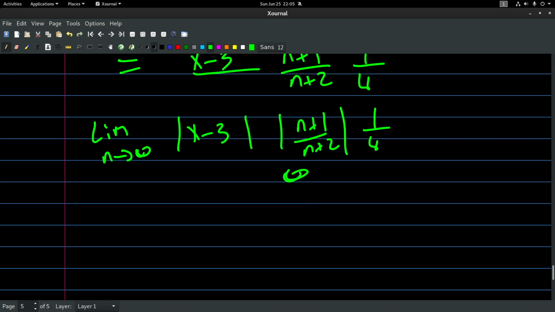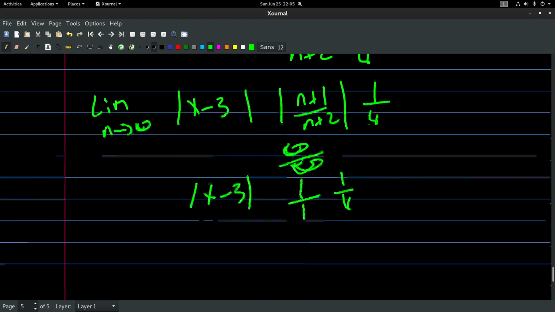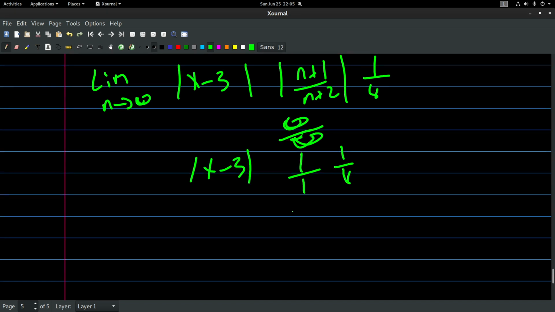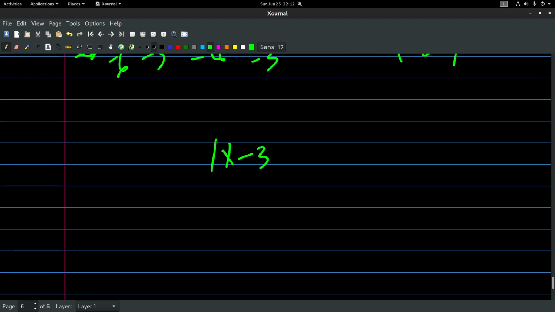So we use L'Hopital's rule on this. So it's going to be x minus 3 times 1 over 4. That's absolute value of x minus 3 divided by 4, which must be less than 1. So absolute value of x minus 3 less than 4.